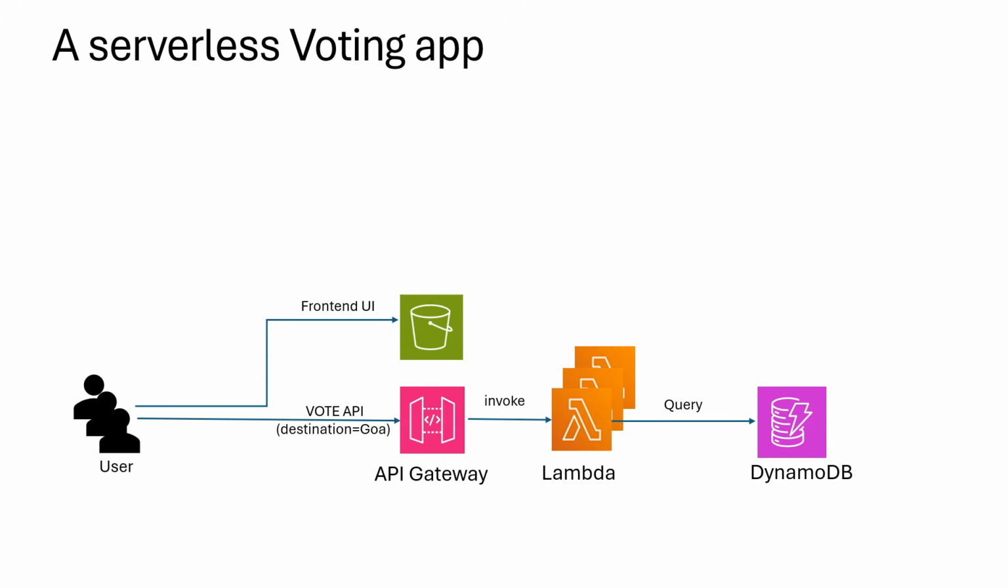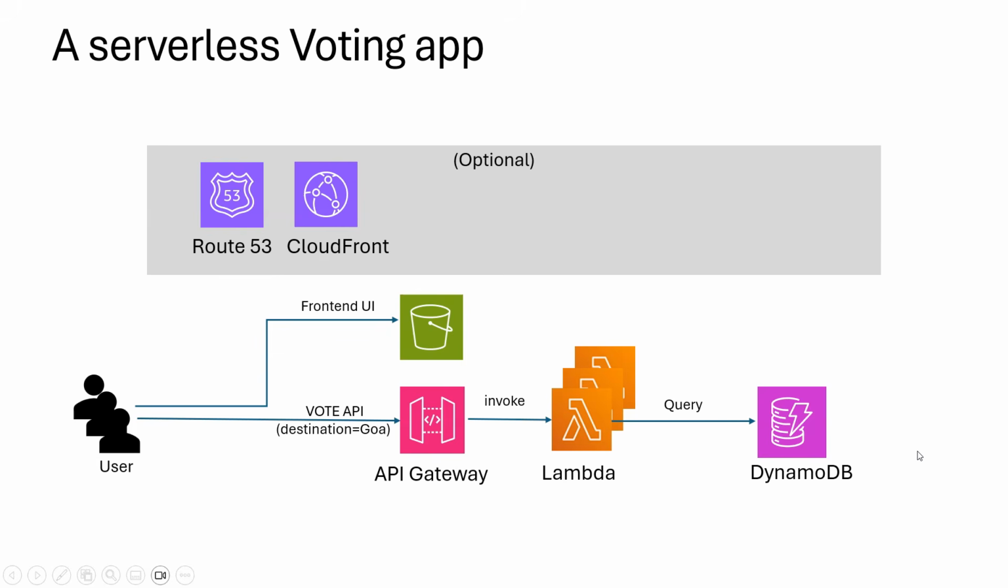And it can also fetch the results from the DynamoDB table so that the voting result can also be displayed on the front end. So this will be the application architecture. Additionally, if we want, we can also use our custom domain name for accessing this application, and in that case, there are a few additional components that we can add.